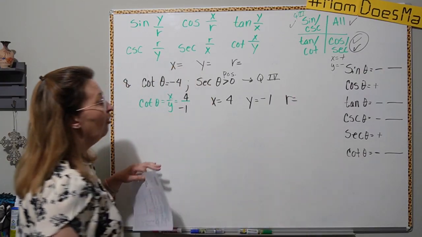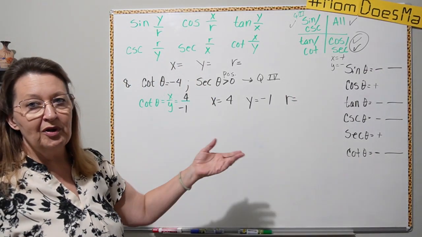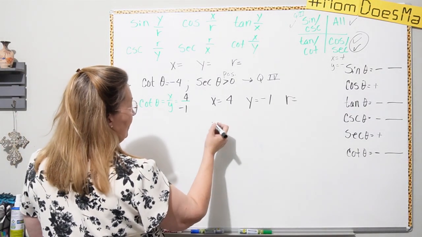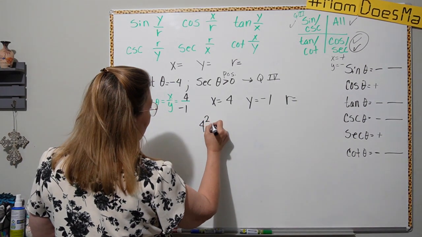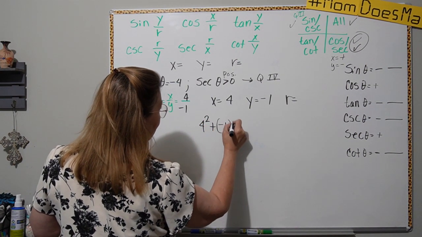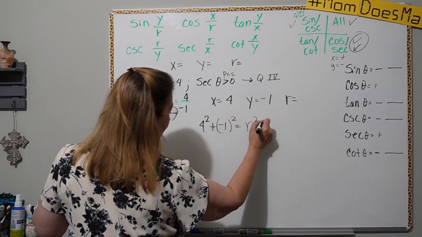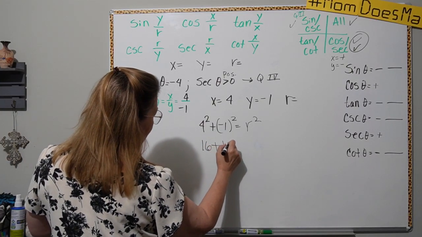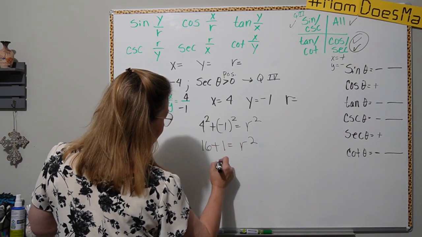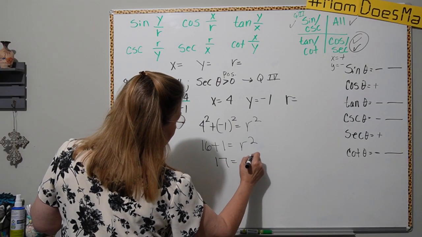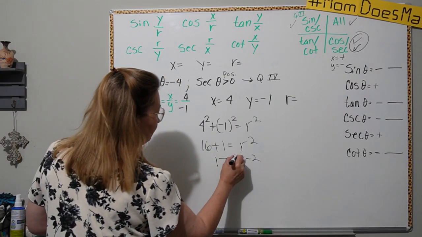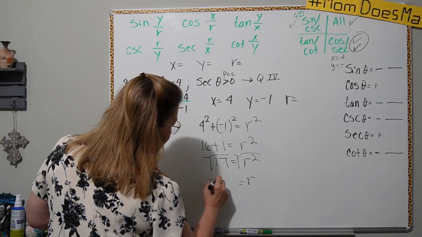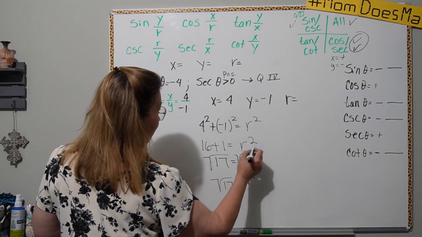All right, I need an r. Now remember, no matter what, r is going to be positive. So to figure this out, I'm going to use the Pythagorean theorem. I'm going to have 4 squared plus -1 squared is equal to r squared. So this is 16 plus 1 is equal to r squared. 17 is equal to r squared. Take the square root of each, so r is the square root of 17.